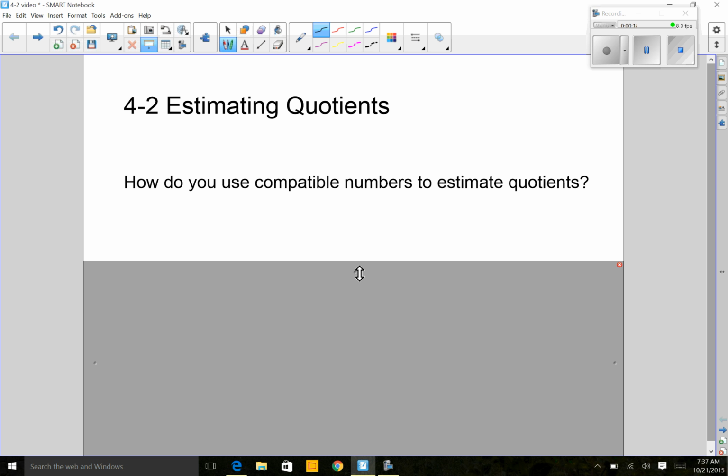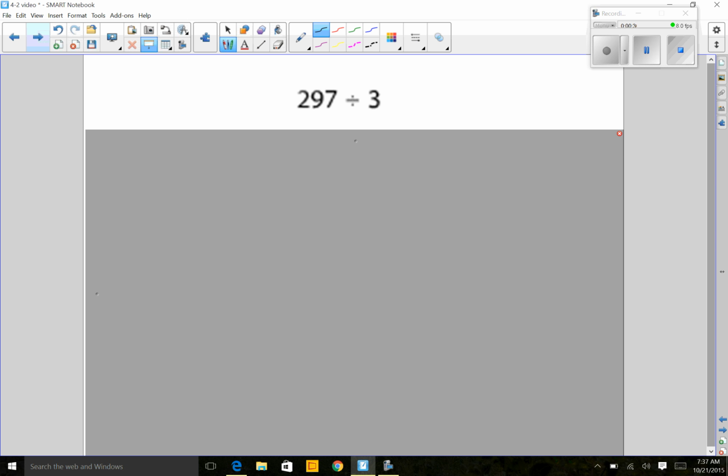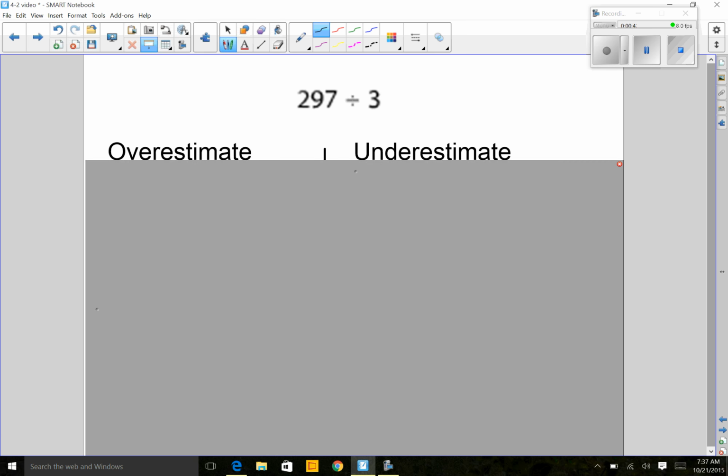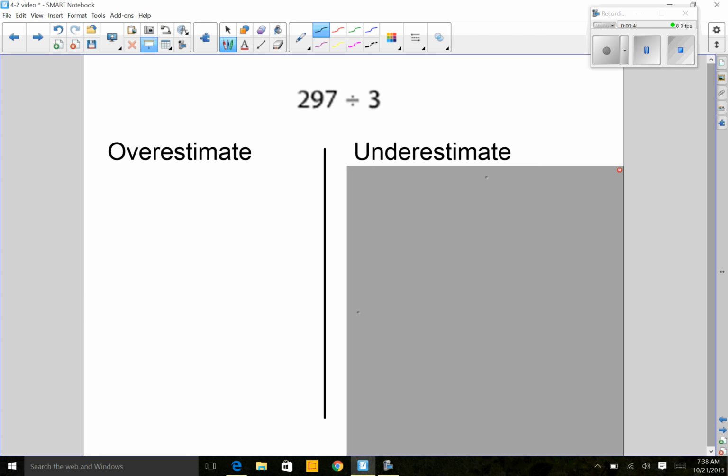The problem with estimating with division that's different from multiplication is that you can round any multiplication number to anything you want. You can't do that with division, because not every number is divisible by every other number. For example, 297 divided by 3 would not come out to be an even number. So as you change these numbers around, you have to think about what is divisible. You're always doing a compatible number type thing, and you're going to come up with an overestimate and an underestimate.